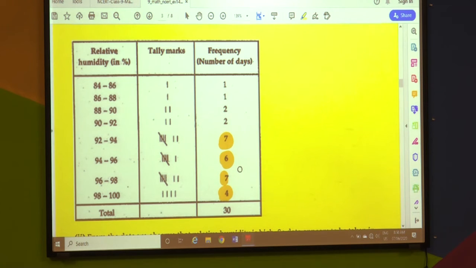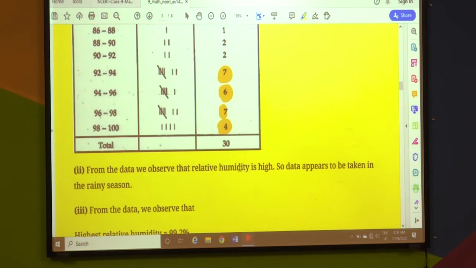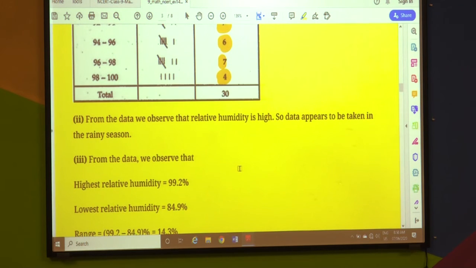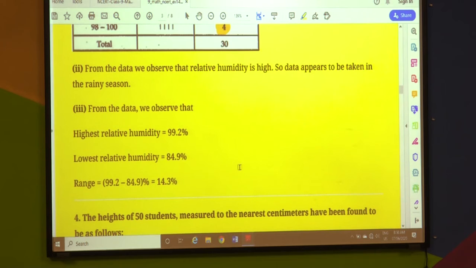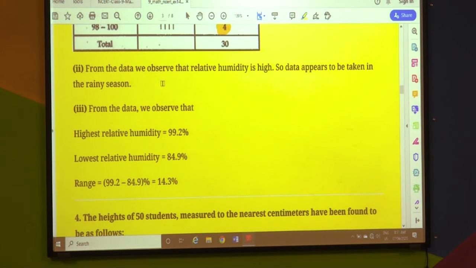This you have to do, and only then can you conclude whether things are correct. Now we have to answer the question. From the data we observe that relative humidity is high, so the data appears to be taken in the rainy season. Obviously, it is but natural: if relative humidity is high, the data appears to be from the rainy season.